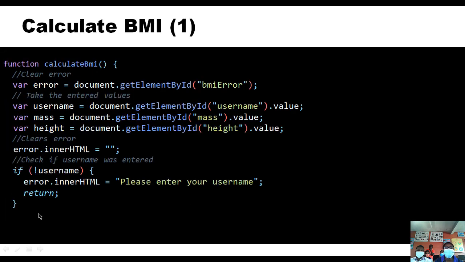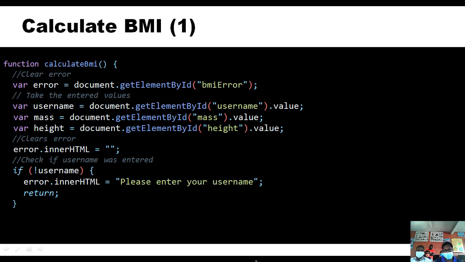So this is the calculate BMI. In the calculate BMI, you get your username, your mass, and height. So this is where we use the formula to calculate the BMI, that is the mass over the height squared. And here we clear all the errors, and this function will check if your username was entered.